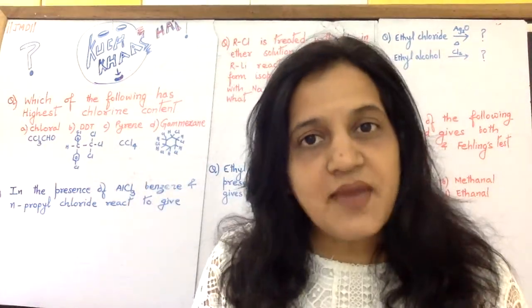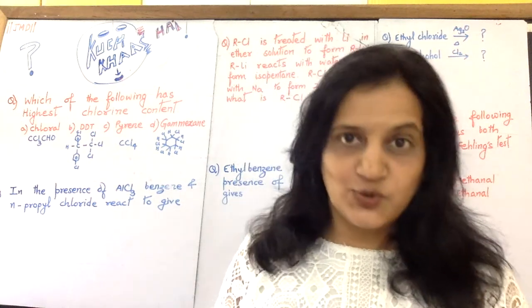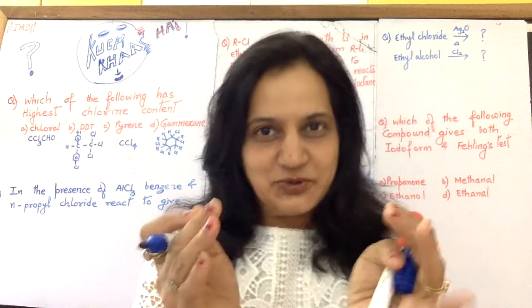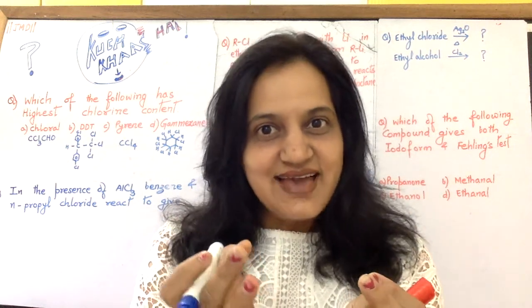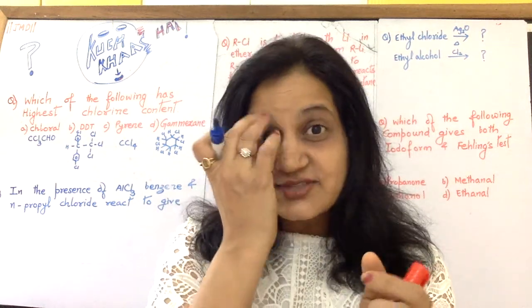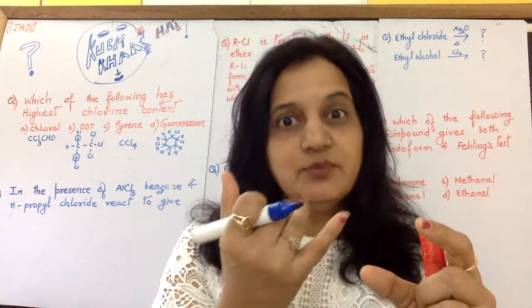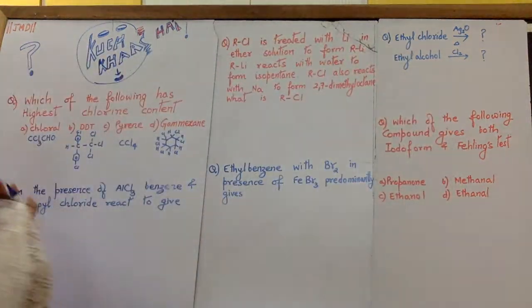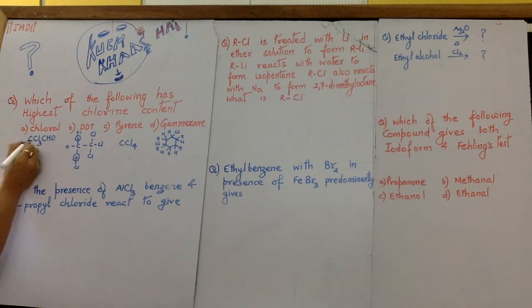You have to just compare who has highest chlorine content. So my dear, you have to just see total molar mass and in that how much chlorine is there. So total mass of chlorine upon molar mass of the molecule into 100, you get the percentage. Suppose you take this one. What is the total of this? Find out. I'll not solve, just give you an idea.